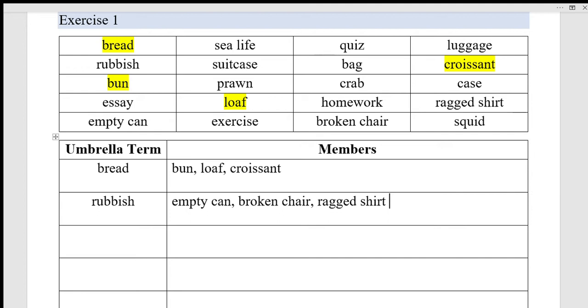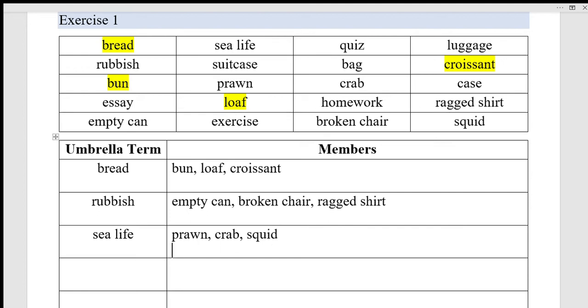Okay, now let's look at another one, all right? Another one is sea life, okay? Sea life, hidupan laut, all right? Sea life, hidupan laut. Sea life is an umbrella term. And then what about the examples of sea life? We have got prawn, okay, udang. We have got crab. We have got squid. So we cannot say a sea life, but we can say a prawn, a crab, or a squid.